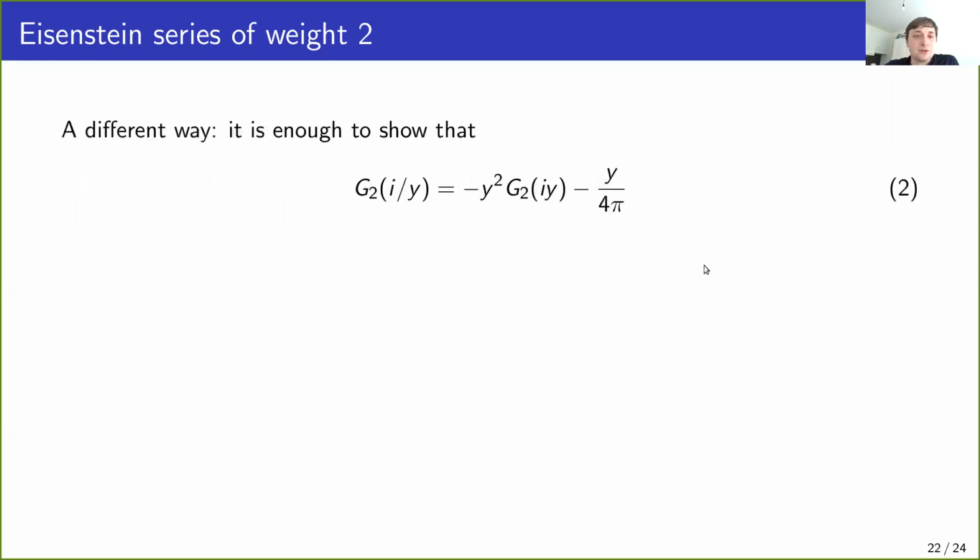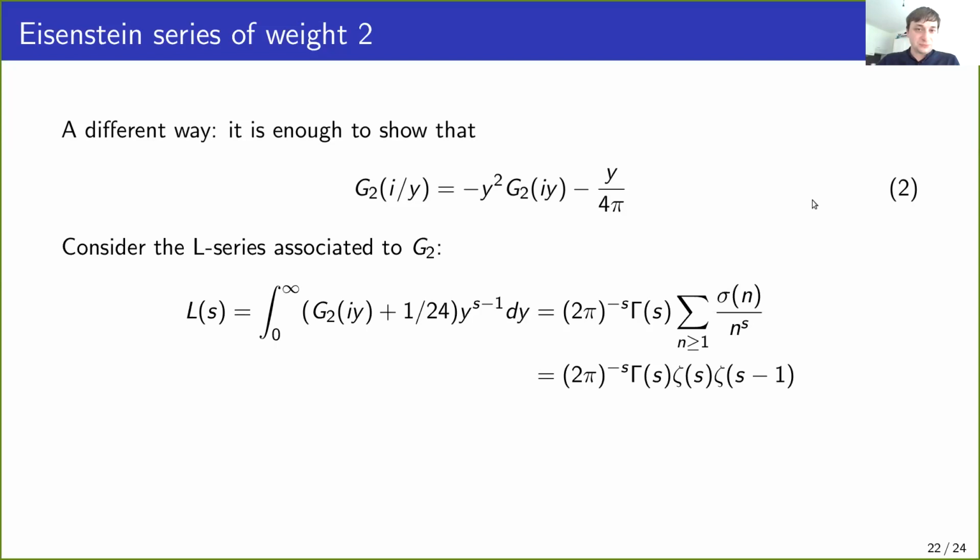Okay, so there's another proof, which might look kind of awkward, but it also leads to some interesting ideas. We only need to check the transformation law for S, and for that, we need to verify this identity here. It's actually enough to verify it for y on the real line, for positive real y, because everything else is recovered by the uniqueness principle.